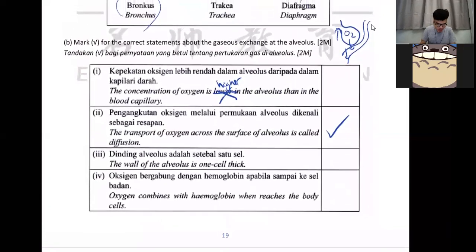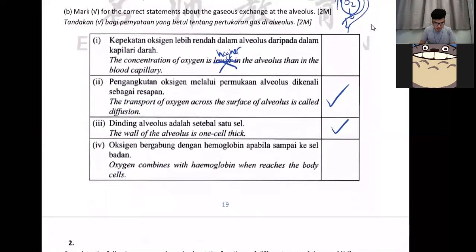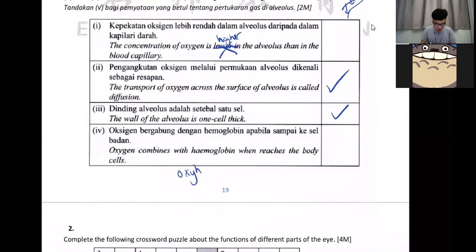All right, so number 3, wall of alveolus is 1 cell thick. Yes. Okay, your alveolus is really thin. And then number 4, oxygen combines with hemoglobin when it reaches the body cell. No. Okay, oxyhemoglobin, if you still remember, when oxygen combines with hemoglobin, it becomes oxyhemoglobin. This happens in the lungs. I'm taking oxygen in the lungs, not in the body. In the body is where I give the oxygen. So this is reverse.